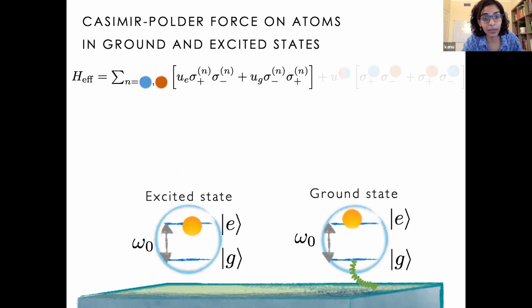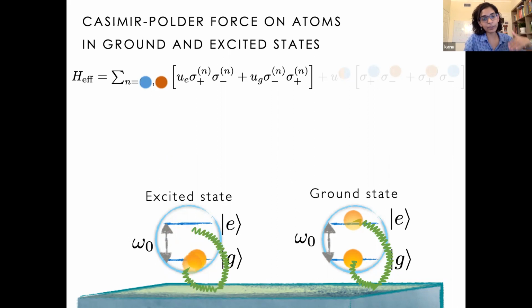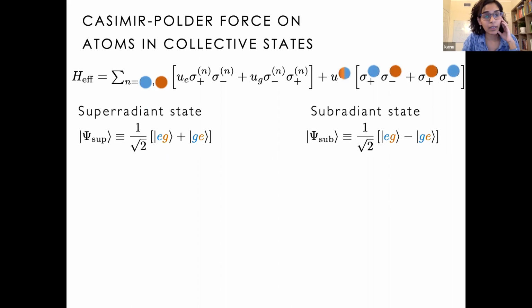And to understand what these contributions look like physically, you can think of processes where, let's say, an atom, which is in the ground state, emits a virtual photon and goes to the excited state and back. Such a process will yield some corrections to the ground state energy. And similarly, you can have an opposite process where an excited state atom jumps to the ground state and back, which yields a modification to the excited state.